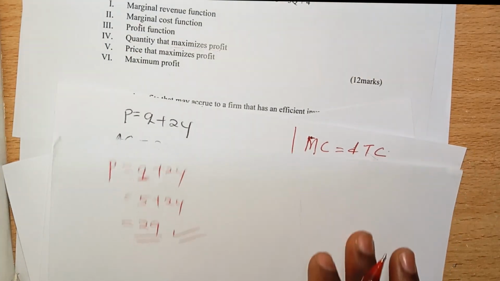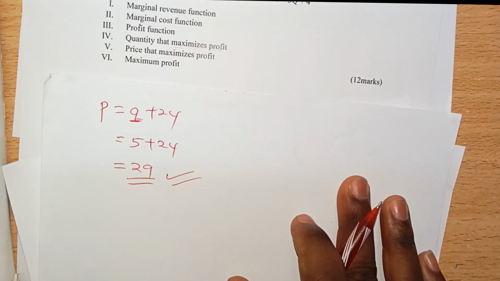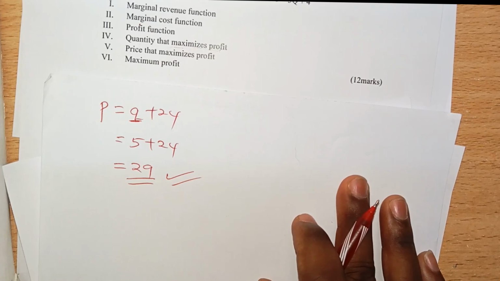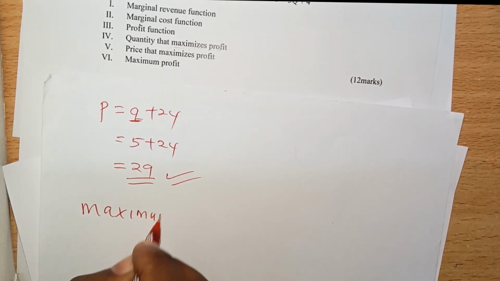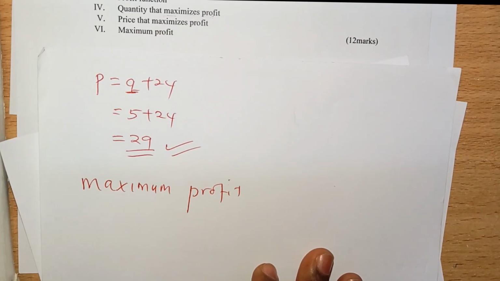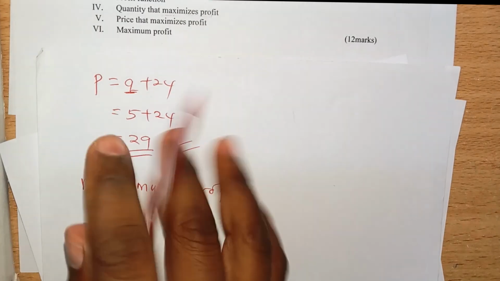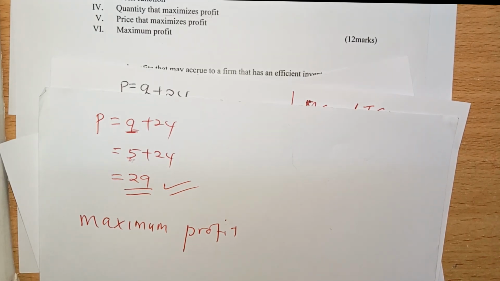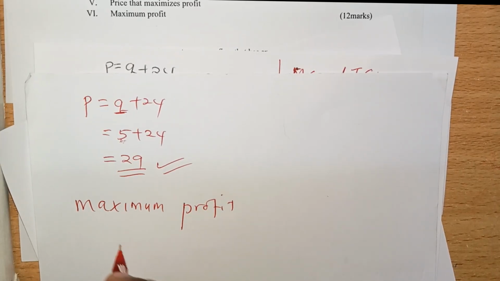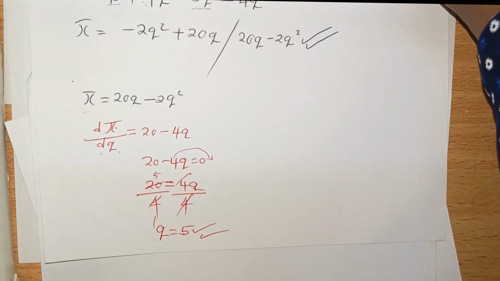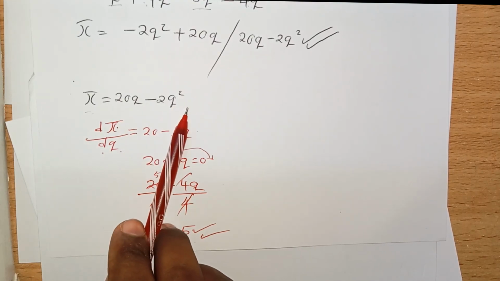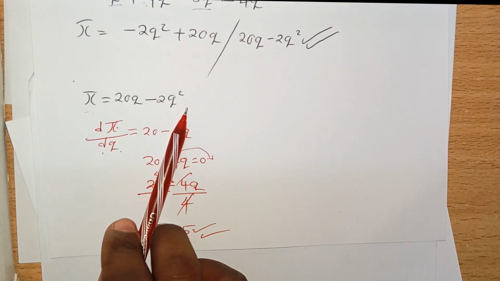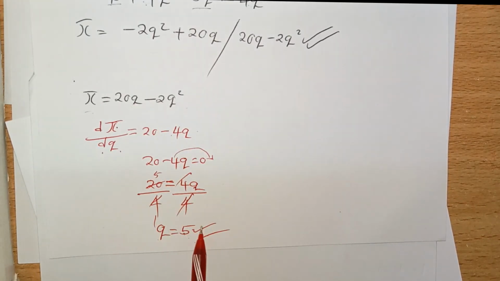Let us now go to the last part of the question, which says we determine the maximum profit. For the maximum profit, we can plug this 5, the quantity that maximizes profit, into the profit function so that we can get the maximum profit. We know that our profit function is 20Q minus 2Q squared. So for us to get the maximum profit, we are going to replace this Q with 5.